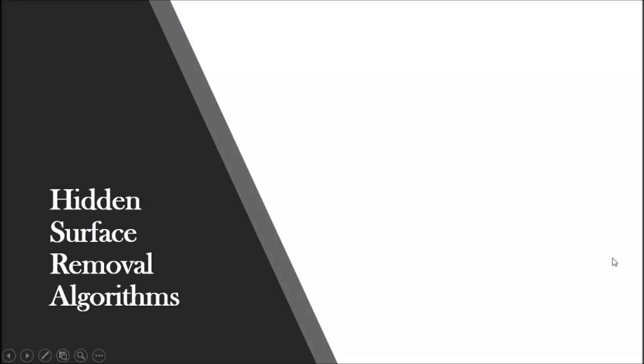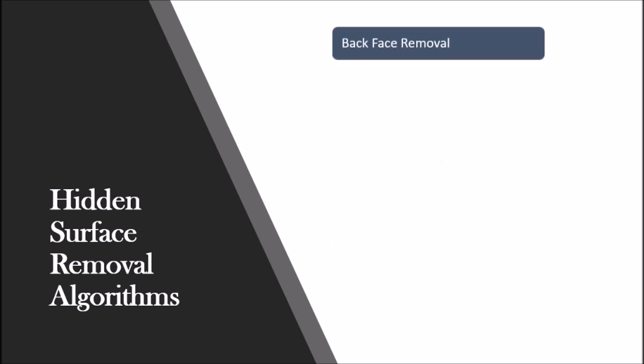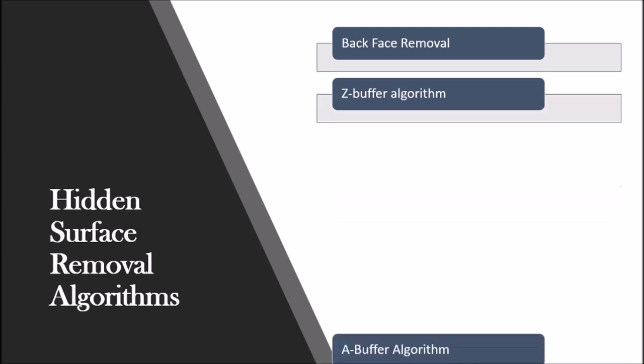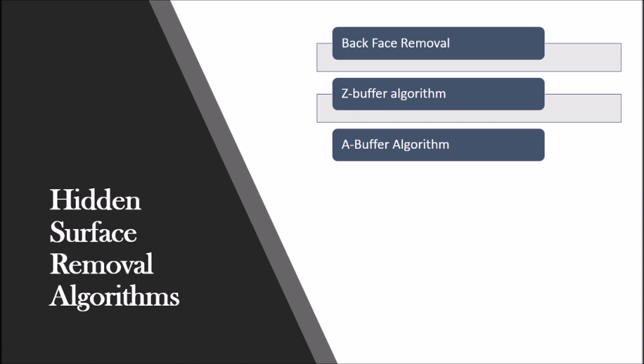So this is the third tutorial on hidden surface removal algorithms. Till now we have discussed what is meant by hidden surface, what are different algorithms, and what are different types of hidden surface removal algorithms. We have discussed the backface removal algorithm, the Z buffer algorithm, that is also known as the depth buffer algorithm, then we have discussed the A buffer algorithm.